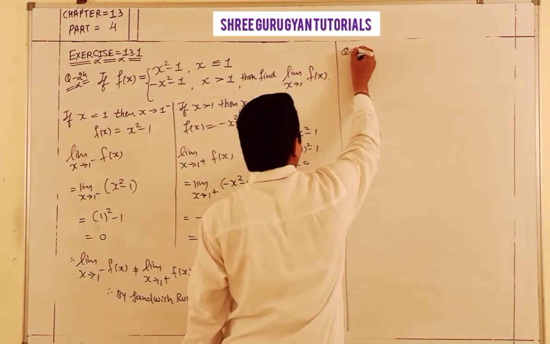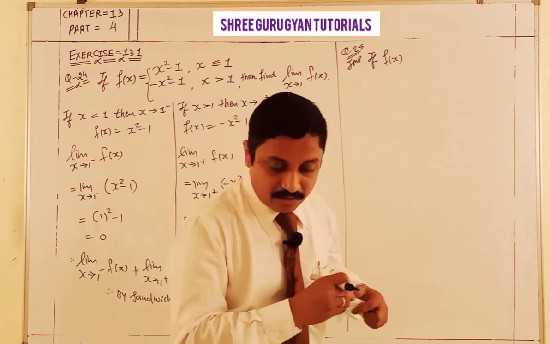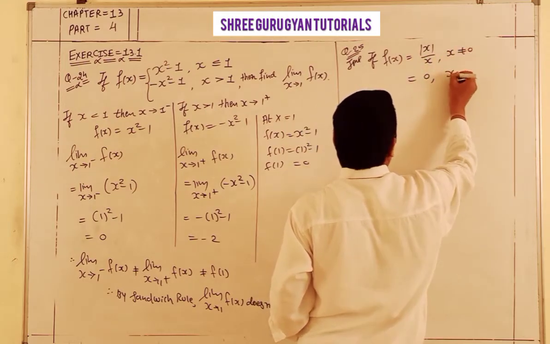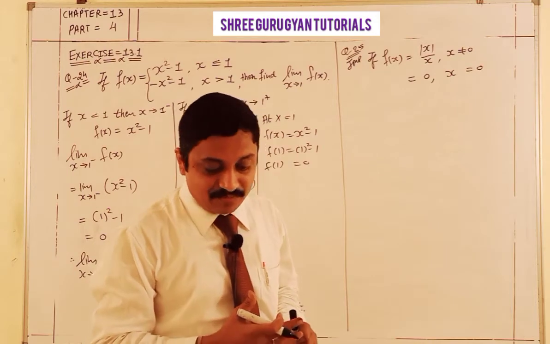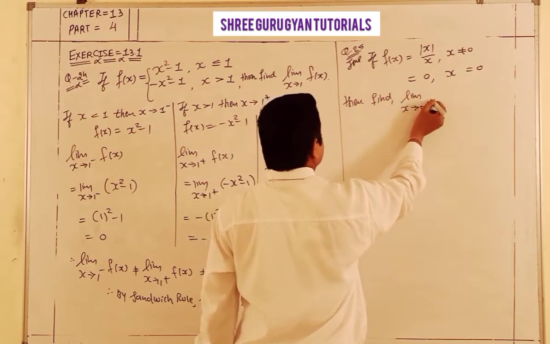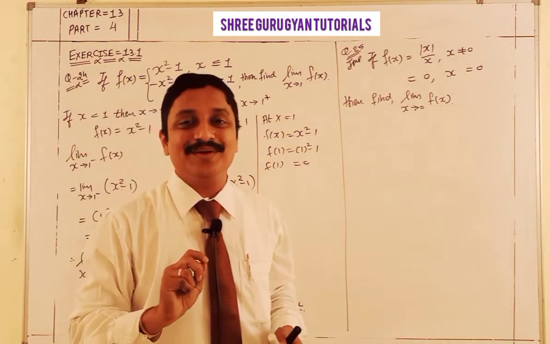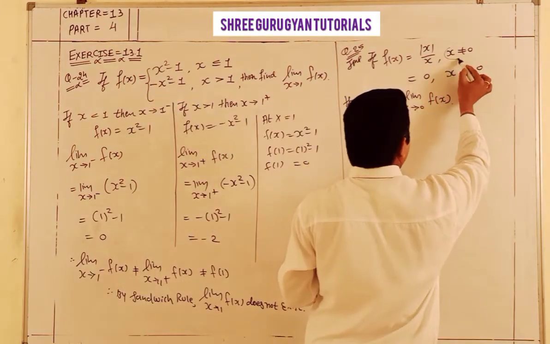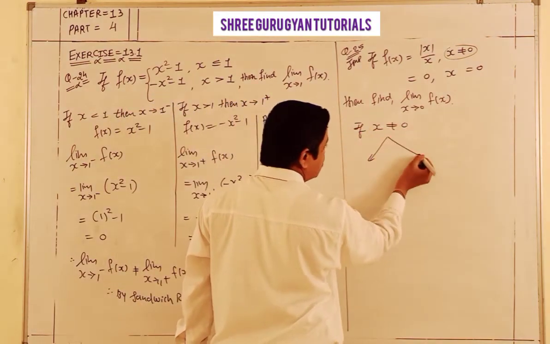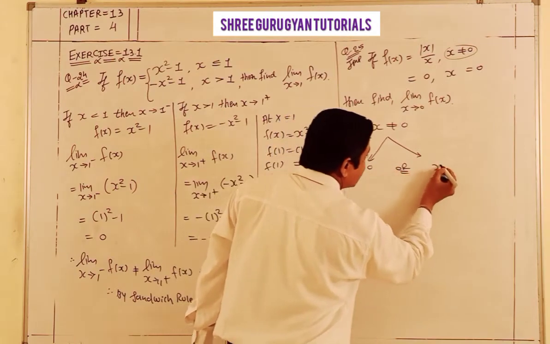Now I will go to question 25. This is important for the exam. If f(x) is equal to modulus x by x, and x is never 0, here f(0) is equal to 0. The question asks: find the limit as x tends to 0 of f(x). It's a simple question, but with modulus there are two cases, one positive, one negative. I will start my solution here: x is never 0, so x is less than 0, otherwise x is more than 0.